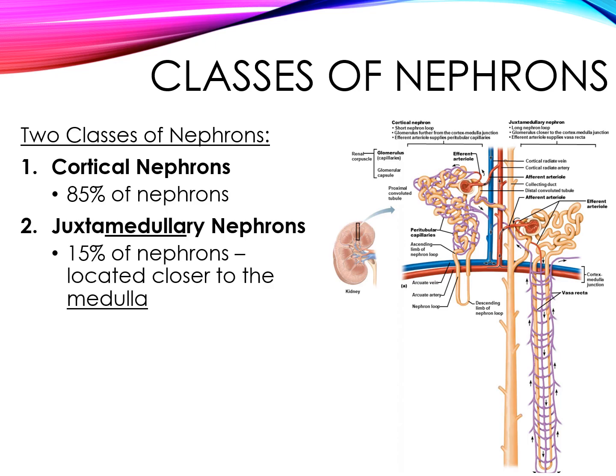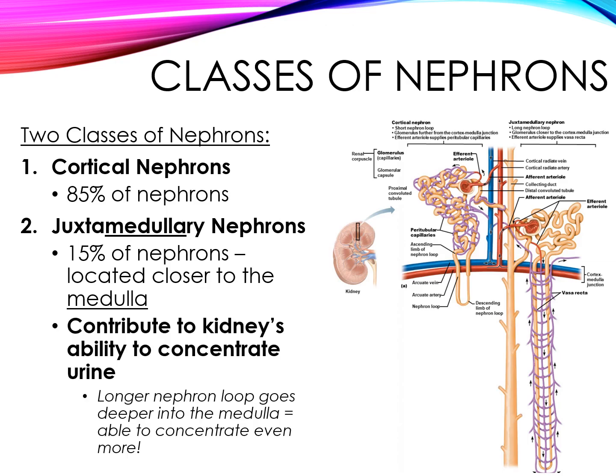So now we said that there were a couple different types of nephrons. More specifically, there are two classes of nephrons. There's the type that we've been talking about, which is our cortical nephrons. And that's really 85% of those 2 million nephrons, right? So that is really the majority of the nephrons.